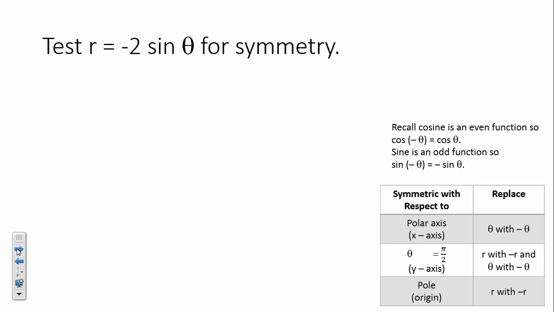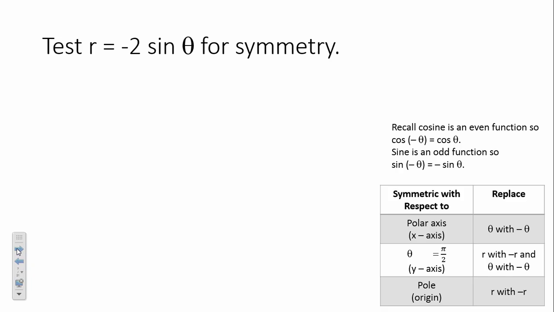Going to test r equals -2 sine theta for symmetry to see if it's symmetric with respect to first the polar axis, then theta equals pi over 2, and then the pole itself. Okay? Now remember, sine is an odd function. Okay? So whenever we get a sine of negative theta, we're going to change that to negative sine of theta. But cosine was an even function, so if you are doing a test for symmetry with cosine and you have cosine negative theta, that's going to be cosine theta. Okay? Sine and tangent were odd, cosine's an even.